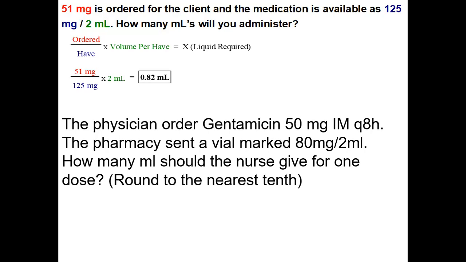So if you're looking at the next question, the physician orders gentamicin 50 milligrams IM every 8 hours. The pharmacy sent a vial marked 80 milligrams per 2 ml. How many mLs should the nurse give for one dose? And it says round to the nearest tenth. Okay. So it's asking you how many mLs you're going to give for one dose. So you need your order, which is your 50 milligrams. You need your supply available, which is 80 milligrams for every 2 mLs. So that means for every 2 mLs you give, there's going to be 80 milligrams of this medication in it.